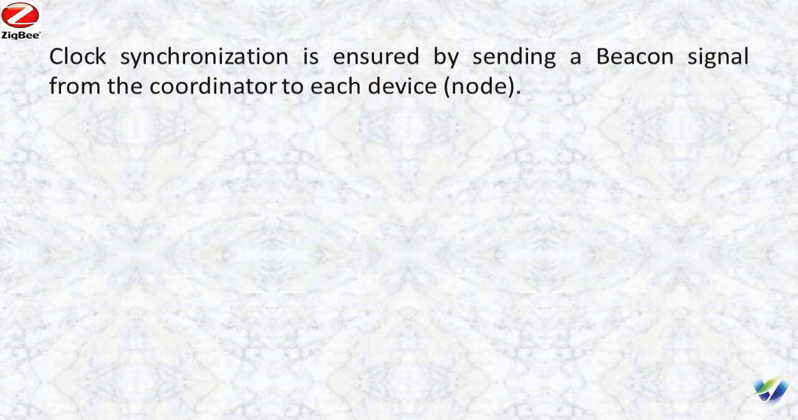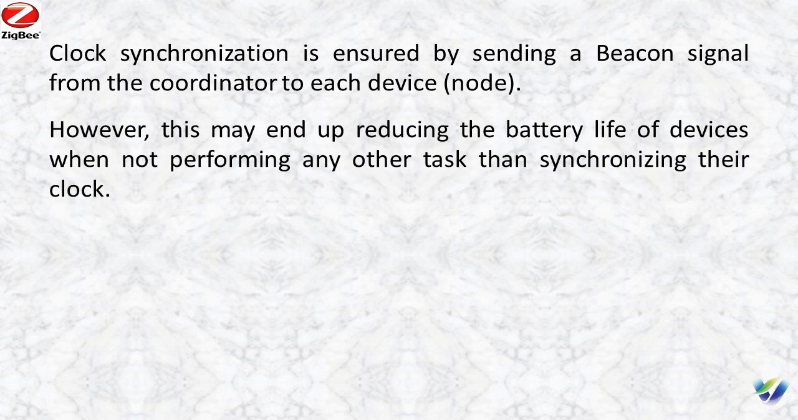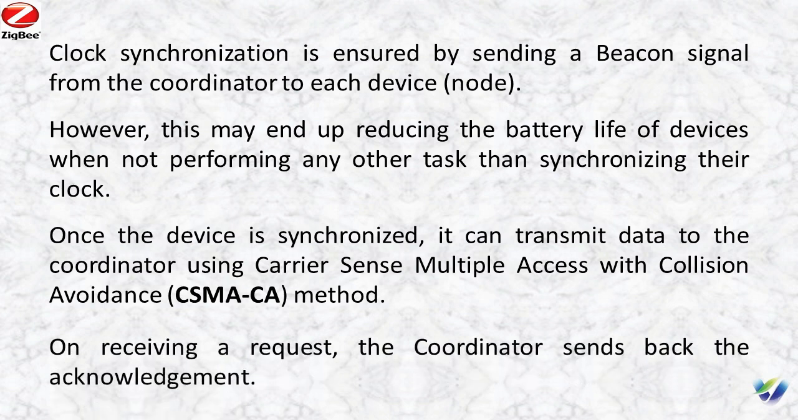Clock synchronization is ensured by sending a beacon signal from the coordinator to each end device or node. However, this may end up reducing the battery life of devices when not performing any other task than synchronizing their clock. Once the device is synchronized, it can transmit data to the coordinator using the carrier sense multiple access with collision avoidance, CSMA/CA method. On receiving a request, the coordinator sends back the acknowledgement.